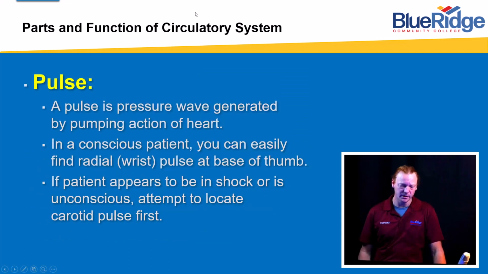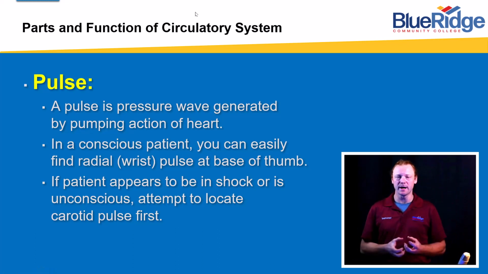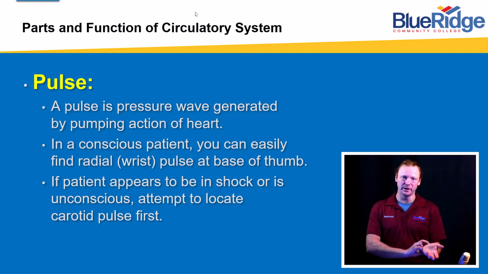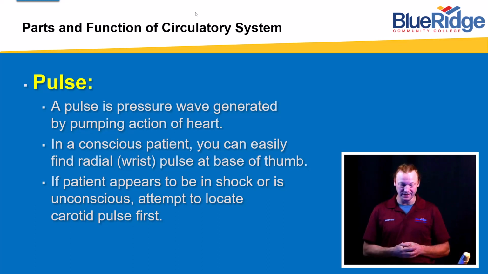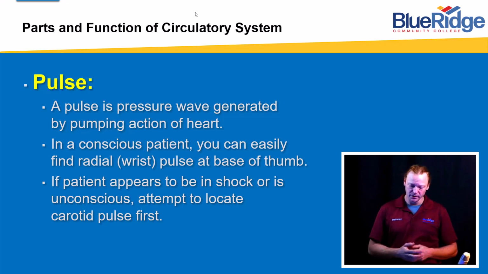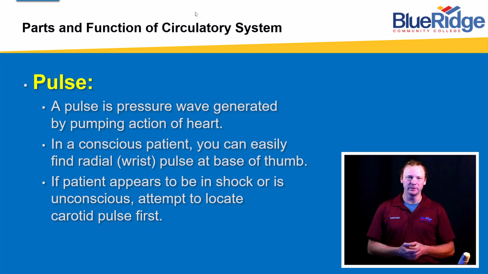A pulse is the pressure wave that is generated from the ventricles contracting and pushing blood out into the arteries. So that is what we feel every time you feel for a radial pulse or a carotid pulse. That is the result of the ventricles contracting and squeezing that blood out into the system. In most conscious patients, you can easily find that pulse in the radial wrist pulse at the base of the thumb.